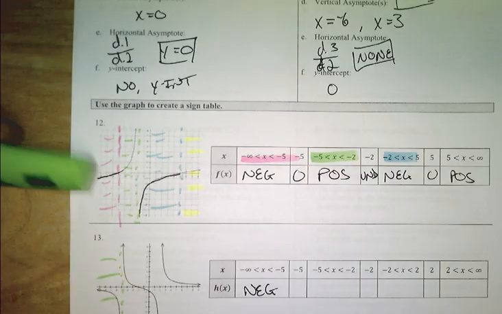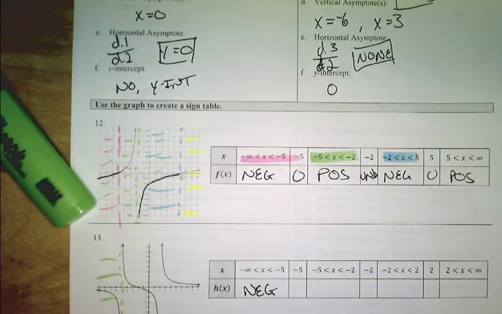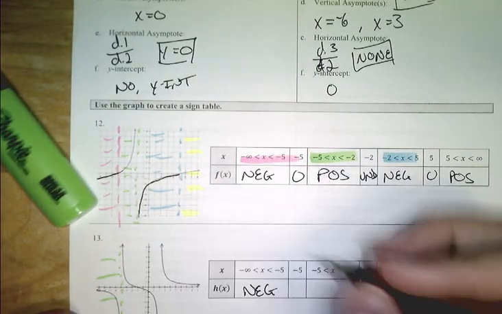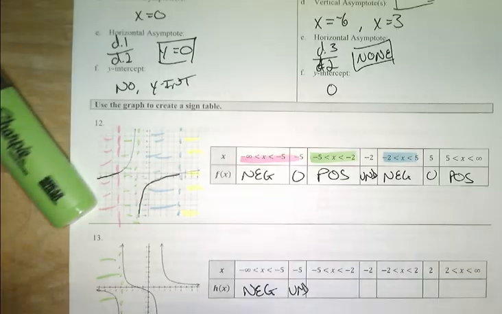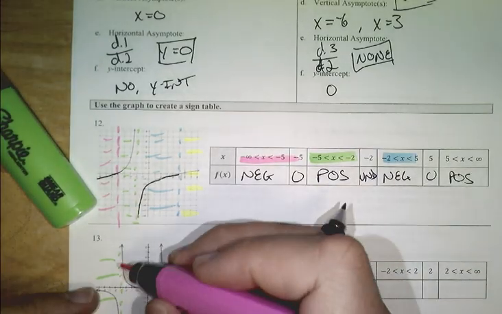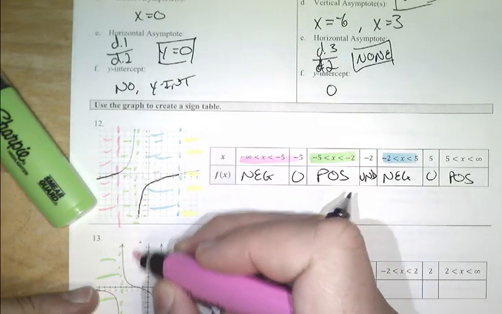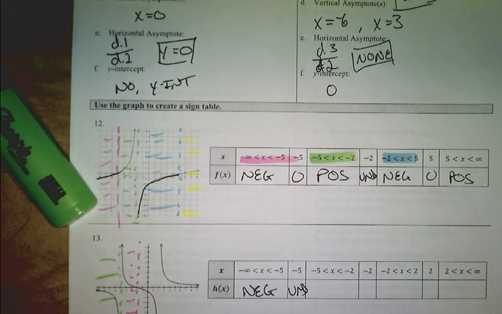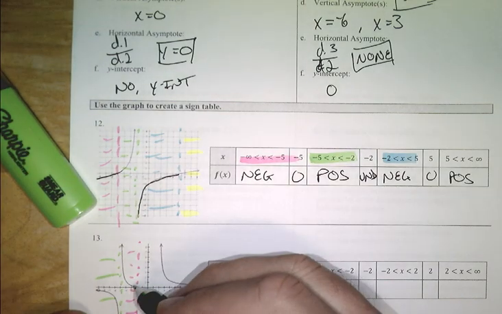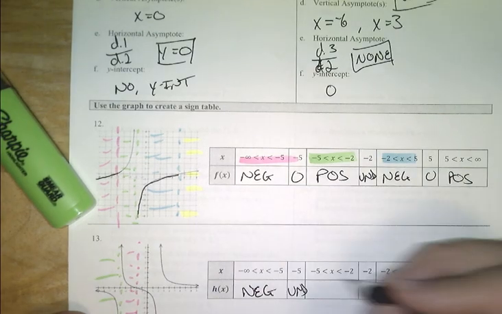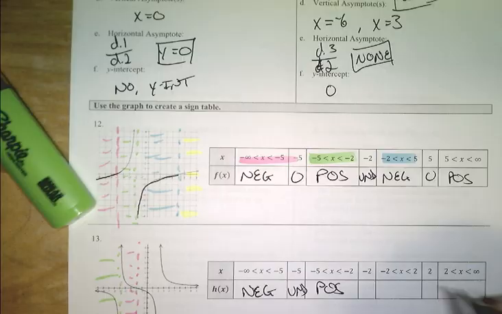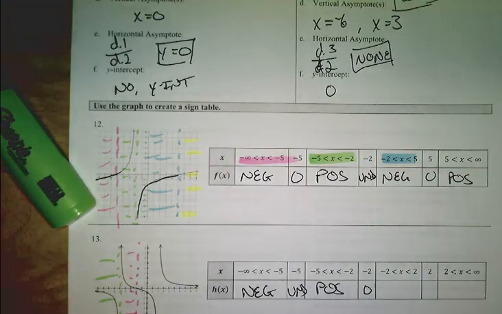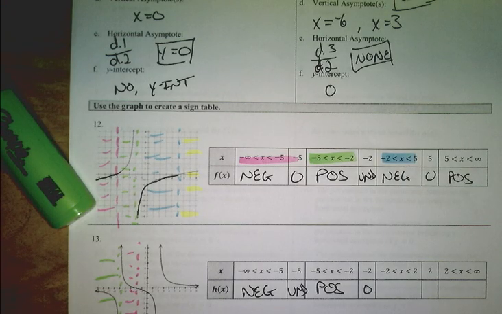And then the next section: at negative 5 is an asymptote, so that'll be undefined. Negative 5 to negative 2 is right here, so we want that little area there for that interval. All of that is above the x-axis there, so that'll be positive. Negative 2 is an x-intercept, so that'll be 0.